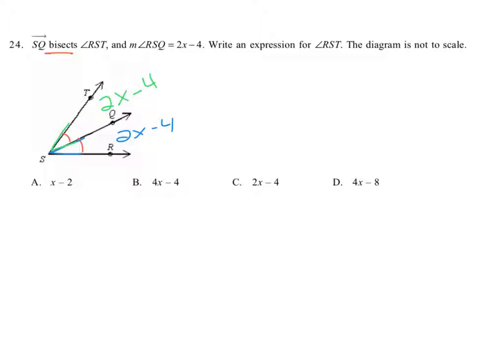So write an expression for the large angle RST, R to S to T. We know the angle addition postulate says the two smaller angles, since they share a side and therefore are adjacent, add up to the whole thing. So how do we write that big one algebraically? Well, we're just going to add those two algebraic expressions together.